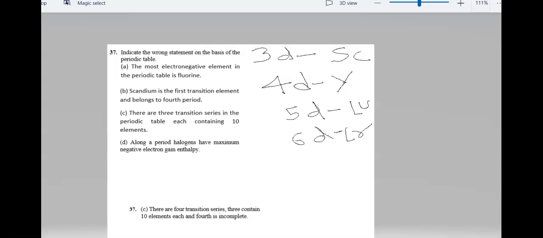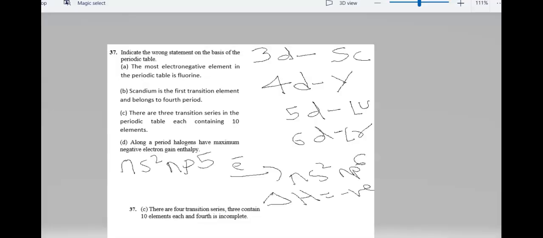Now, the fourth statement: along a period, halogens have maximum negative electron gain enthalpy. That is indeed a correct statement because they have 7 electrons in the outermost shell. If they receive 1 electron, they will achieve a complete octet. So obviously, their electron gain enthalpy will be negative. So the answer is option C, by the way.